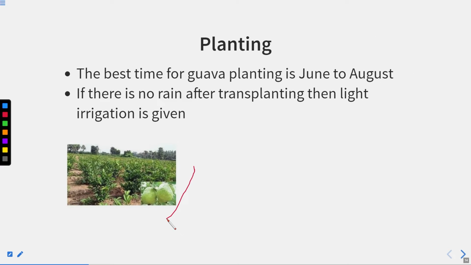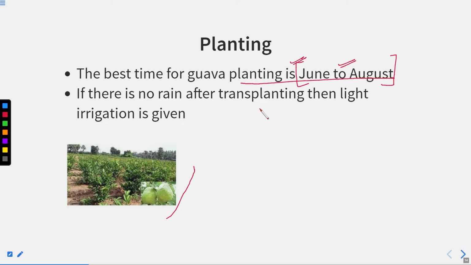So here you can see the best time for the guava planting is June to August. Now you are planting, so this is the best time. And for the budding and grafting, February and March is the best time. So you should know about the timing of planting and grafting.